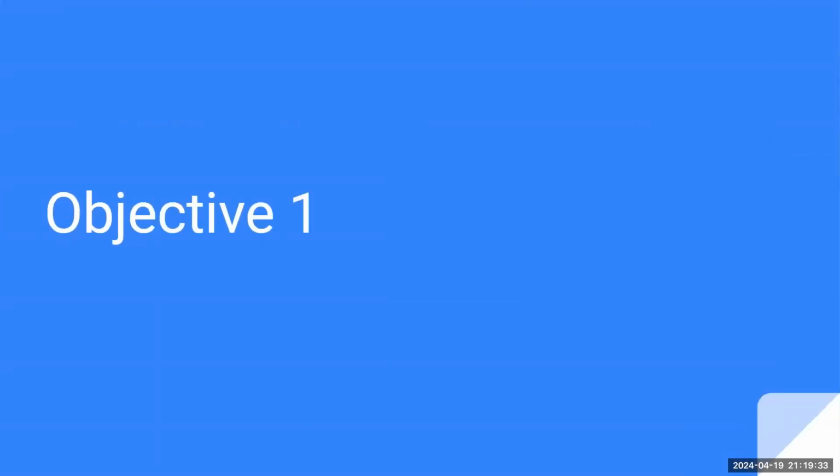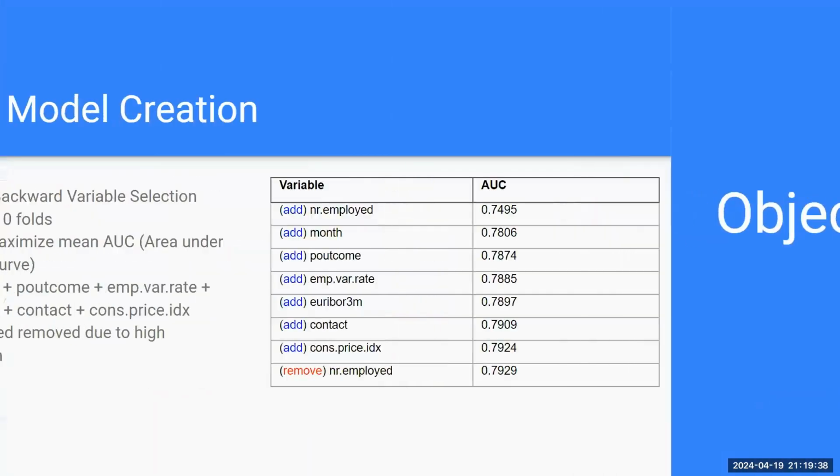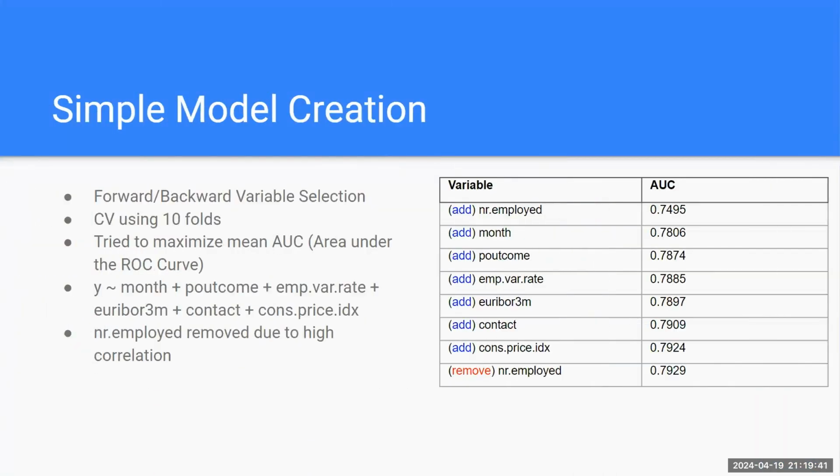Next, we looked at objective one, which was an interpretive logistic model. In order to create the model, we used forward and backward selection. The metric we used was the AUC metric, area under the ROC curve. We calculated the average value for 10 folds of cross-validation, and we got 6 variables out of this.